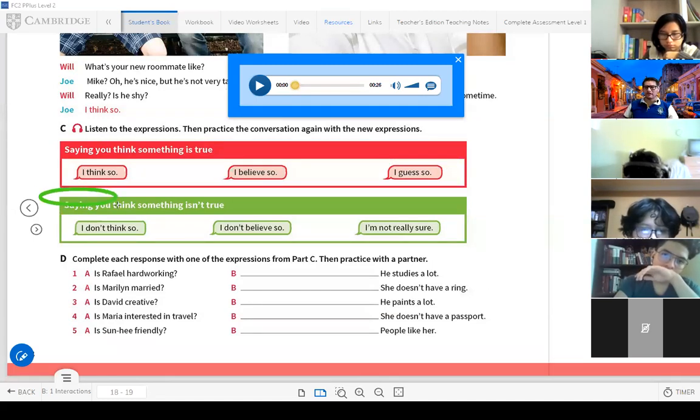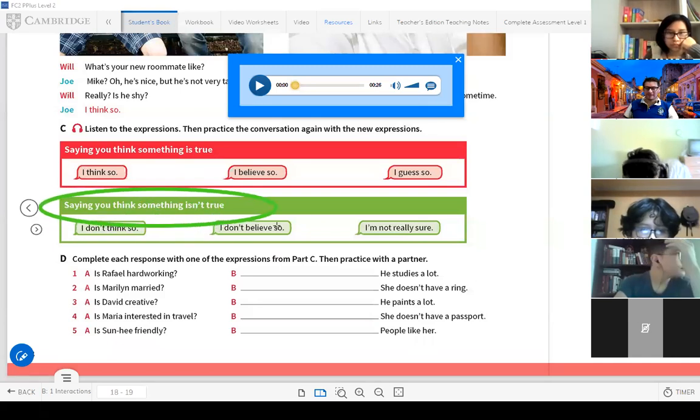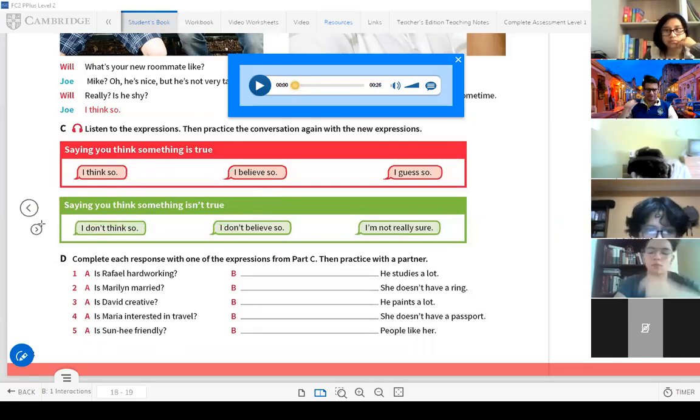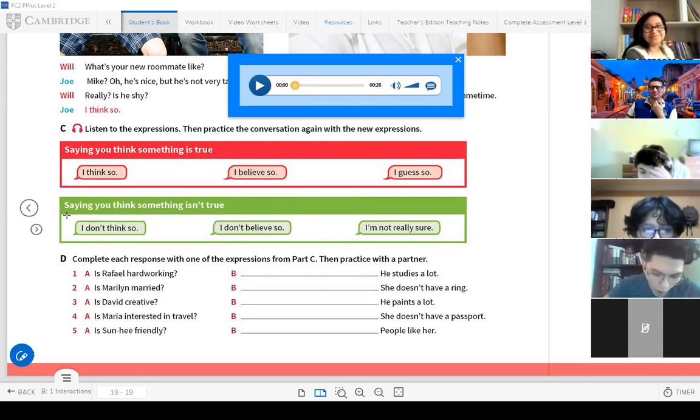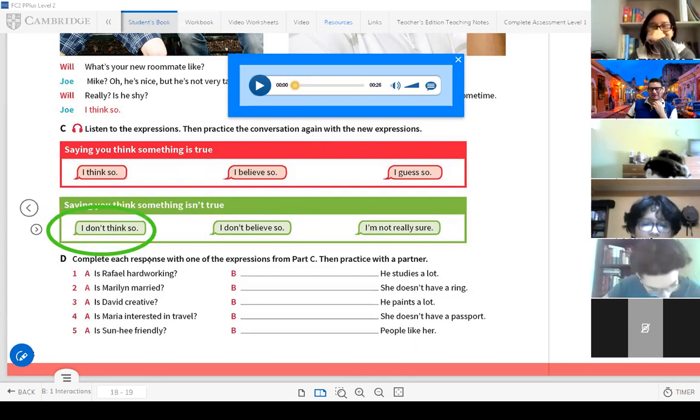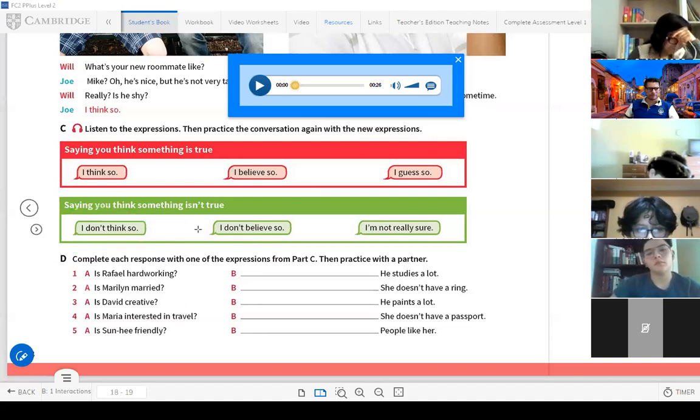Now, saying you think something isn't true, algo que no es true, ¿no? For example, is Leticia serious, ¿no? Es Leticia seria, ¿no? And you have to say something that isn't true, yo no creo que sea así, ¿no? Entonces, ¿cómo diré? No, I don't think so, yo no creo que sea seria. No, I don't think so. Y de pronto, su cousin, Helen puede decir algunas cosas acerca de Leticia.